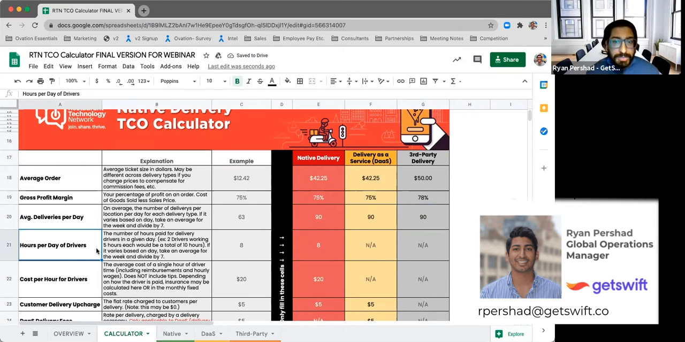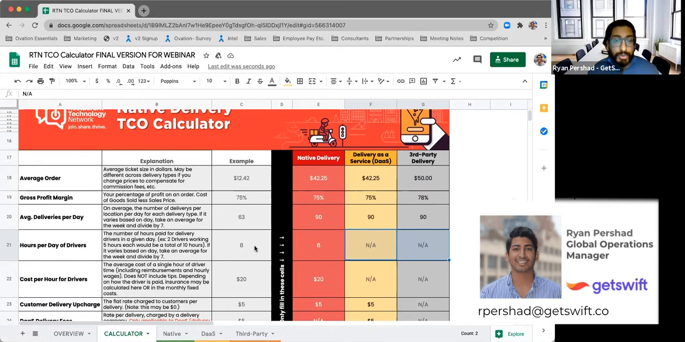Then just kind of going into the next piece here. So some of these categories are going to be specific for different modes of delivery, right? Different models. And so for native delivery specifically, and this being the first of those unique fields, it is going to be how many hours per day are you having drivers shifted for, right? So with native delivery, you're bringing that in-house, you're controlling logistics. And so the important part of this calculator is not only revenue, profit, but then also your cost structures. And so what we've done is put in the unique cost structures as well for each model.